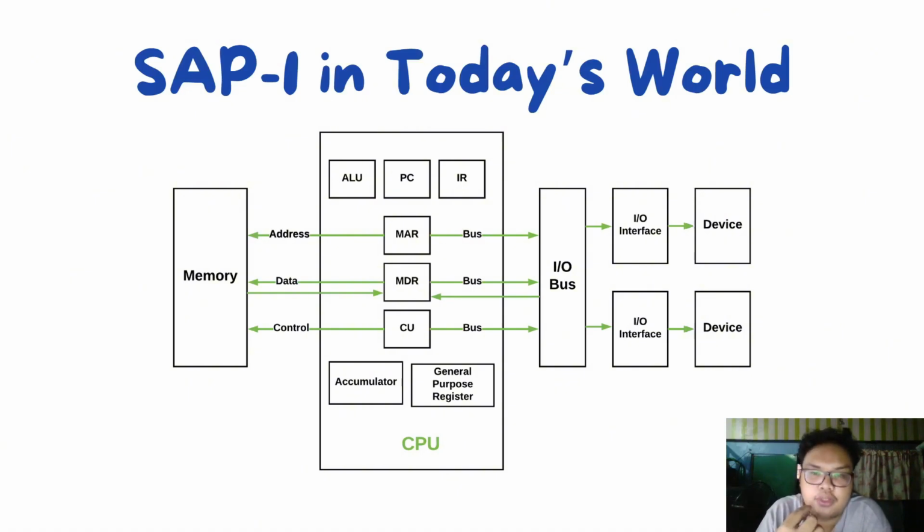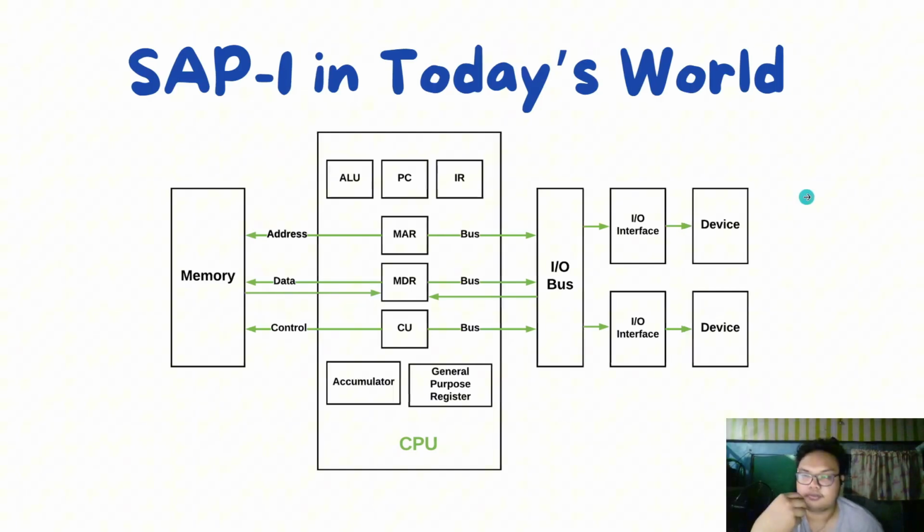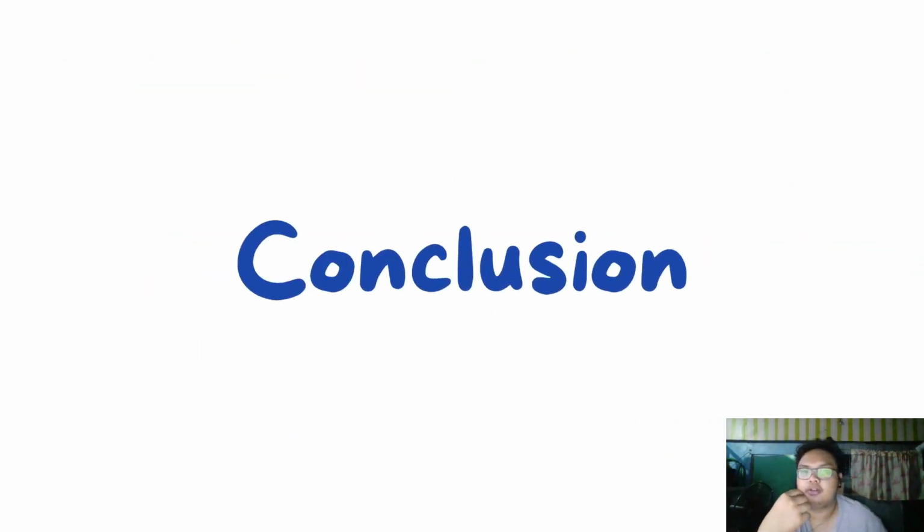Think of SAP 1 as the alphabet of computing. Without it, you can't form words, sentences, or entire systems. It's the starting point for understanding how technology works. So, in conclusion, we need to link the past and the future.